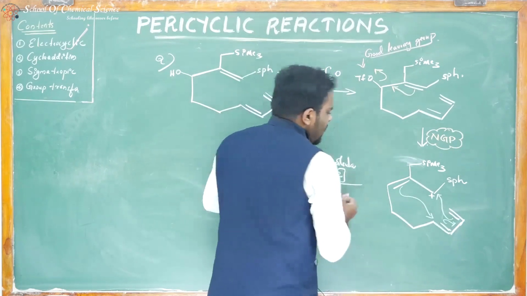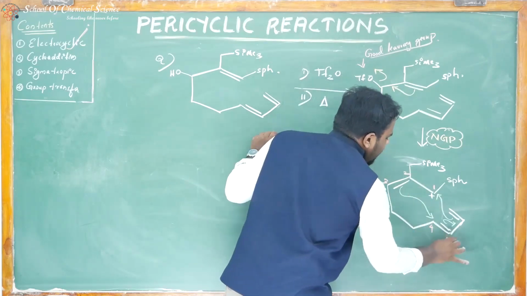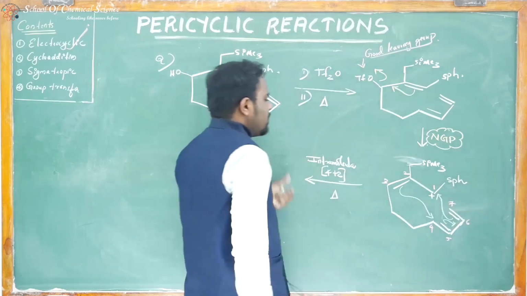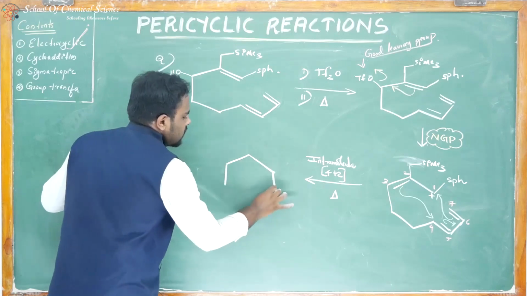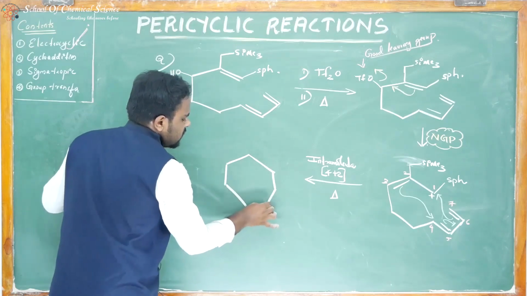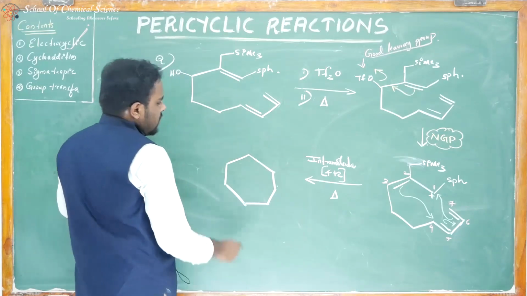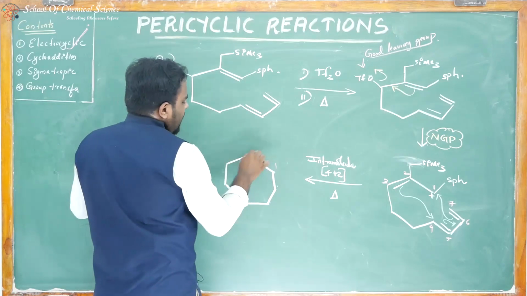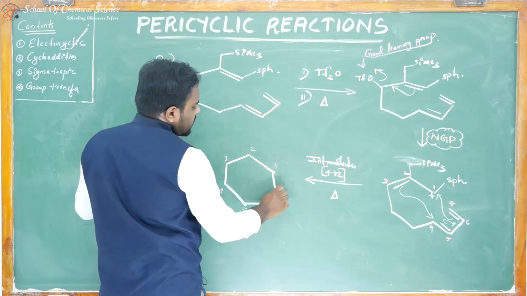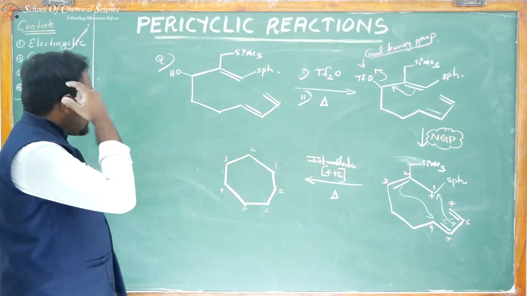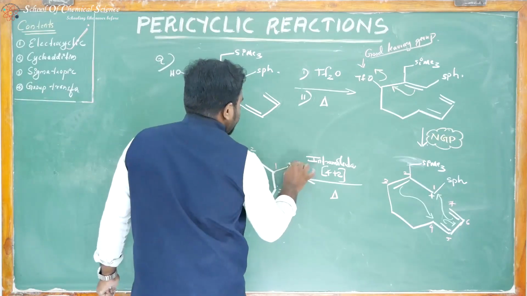So you have to give a number. This is 1, 2, 3, 4, 5, 6, 7. A 7-membered ring is formed. Again giving numbers, this is 1, 2, 3, 4, 5, 6, 7. Okay. At 1 an SPh is present.